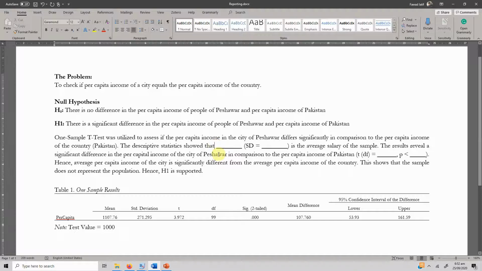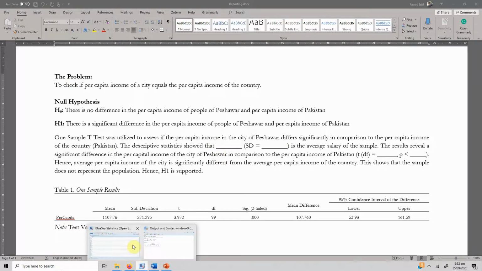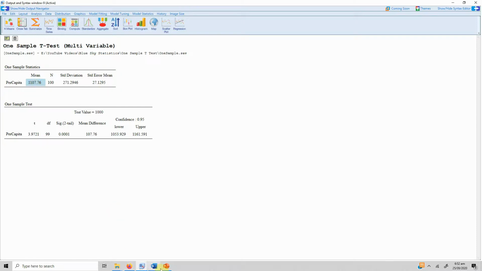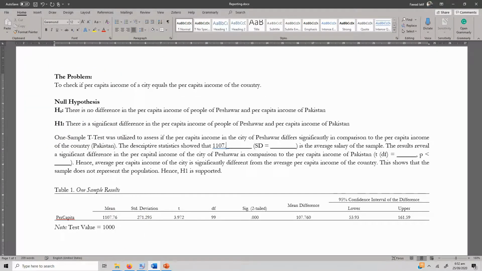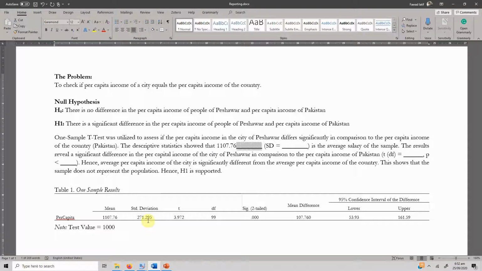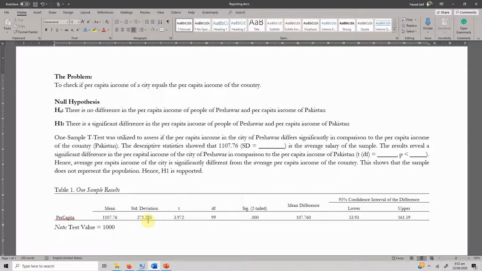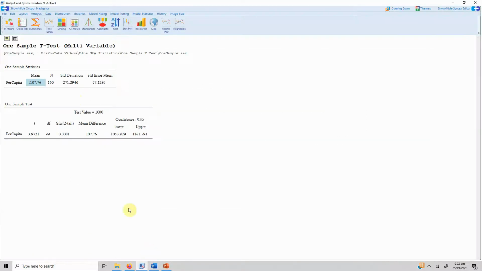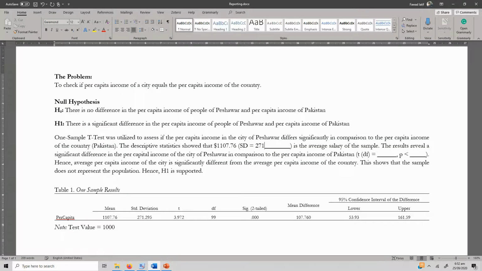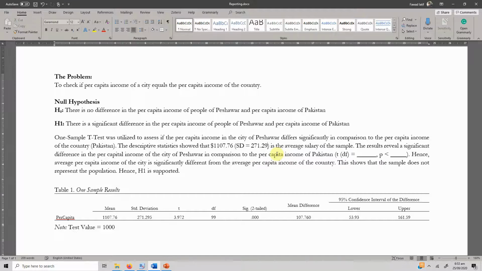So the descriptive statistics showed that, okay, this is your average. So where is your average? 1107.76, and that is in terms of dollars. So let's put it here. And your standard deviation from the sample is 271.29. So this is the average salary of the sample. The results reveal a significant difference, sorry for the typo, in per capita income of the city of Peshawar in comparison to per capita income of Pakistan.